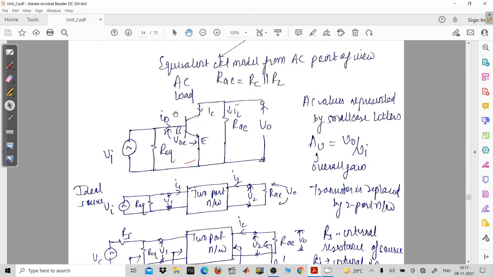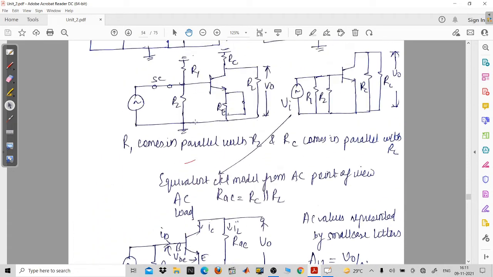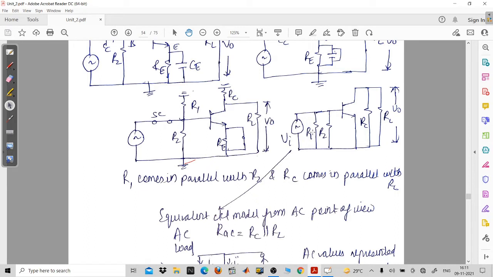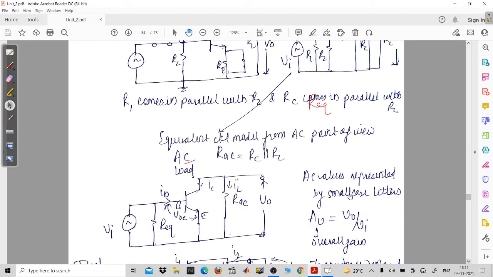So now if I want to replace this transistor by a two-port, how to do that realization? You can see here this R1 and R2 are in parallel, so we can have one equivalent resistance of it, that will be R equivalent. And similarly, you can write a resistance for RC parallel to RL, that is RAC. So now this is the improved, or you can say modified, version of the common emitter amplifier for the AC analysis. Everything will be in small case, that is lowercase, because you are doing the AC analysis.